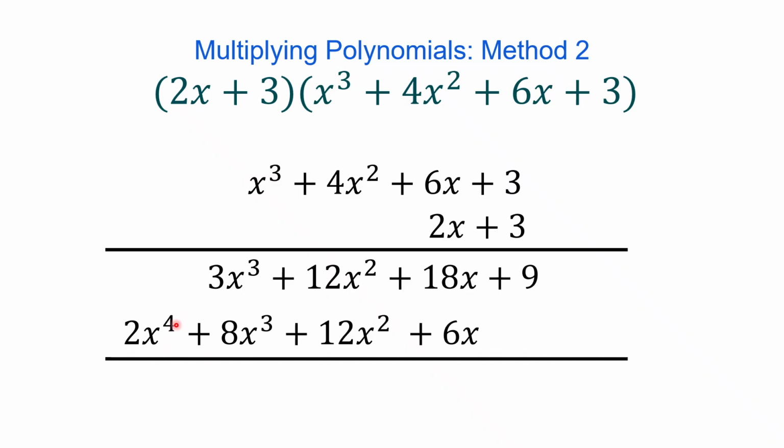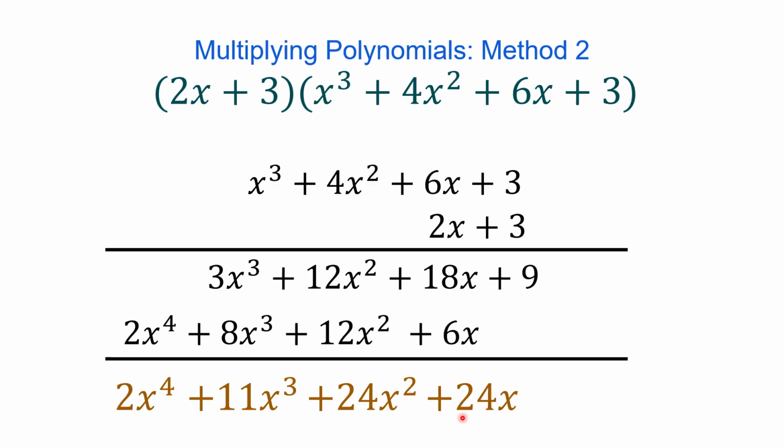Okay? It's time to combine all the alike terms. 2x to the fourth comes down. 3x to the third plus 8x to the third is now 11x to the third. 12x squared plus 12x squared gives us 24x squared. 18x plus 6x is 24x, and 9 is 9. Final answer, same as before, just a different way of doing it.